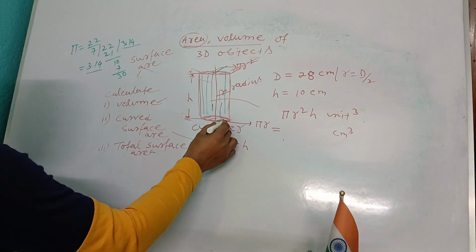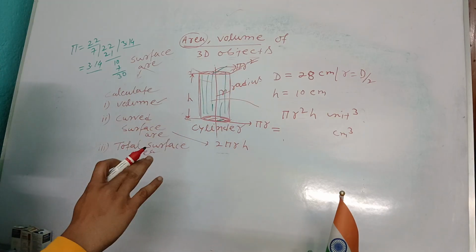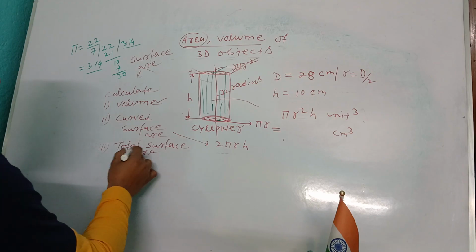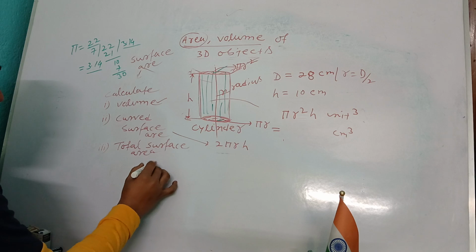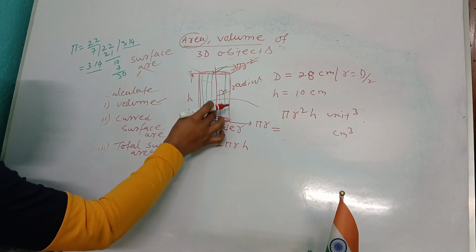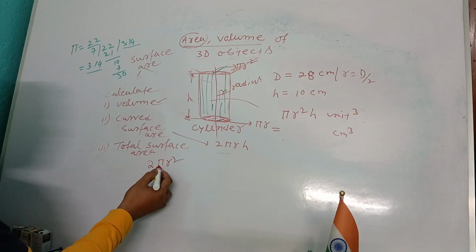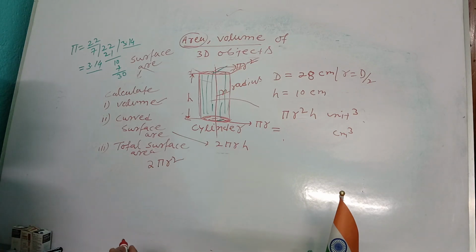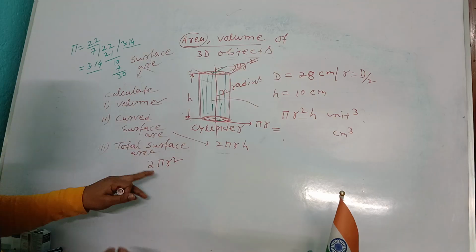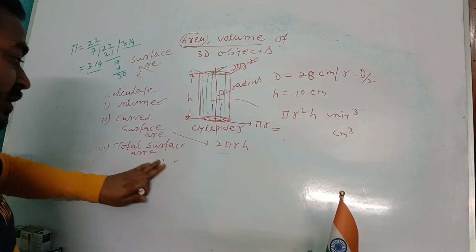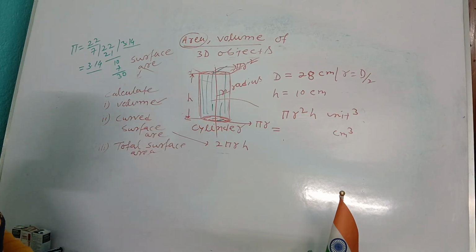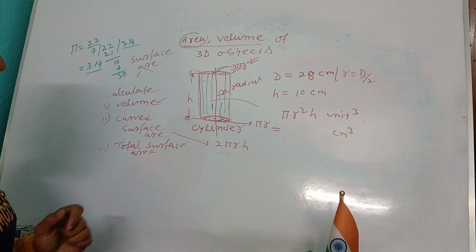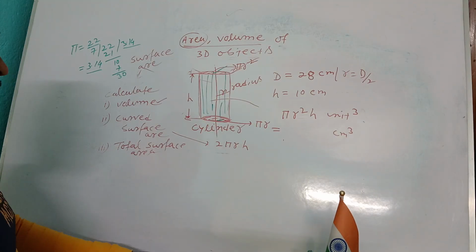Then there are two plane surfaces here. If the plane surfaces are present, then calculate those too: 2 pi r square extra, because each is pi r square. Put the value of pi and r, and then you can calculate. If one surface is present and one is absent, then only pi r square. If both are absent, then it is just the curved surface. So it totally depends on the concept. So this is the data, and you can solve questions related to the right circular cylinder.